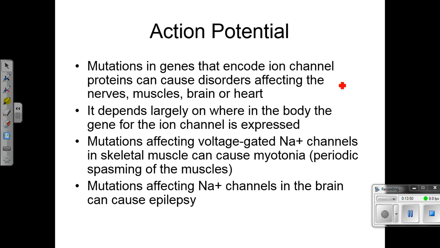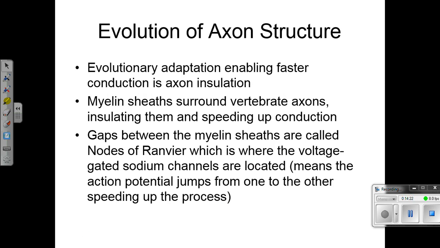Mutations in genes that encode ion channel proteins can cause disorders affecting the nerves, muscles, brain, and heart. It depends largely on where in the body the gene for the ion channel is expressed. Mutations affecting voltage-gated sodium channels in skeletal muscles can cause myotonia, which is periodic spasming of the muscles. So basically overexciting, doing it when it's not supposed to. Mutations affecting the sodium channels in the brain can cause epilepsy. You know what epilepsy is, like having seizures, kind of fall asleep in the seizures.